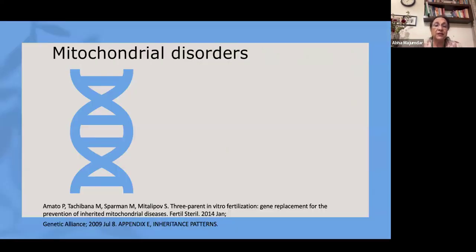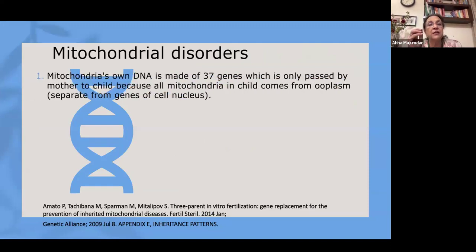What are mitochondrial disorders? I wanted to bring this to your notice, because mitochondria's own DNA is made of 37 genes. So mitochondria is what is outside in the cytoplasm. And this mitochondria has DNA which has 37 genes. See, there are millions and millions of genes in the nucleus of the egg. But in the cytoplasm, there is only mitochondria. It has genes which is only passed by mother to child, because all mitochondria in child comes from ooplasm. This is separate from the genes of the cell nucleus.